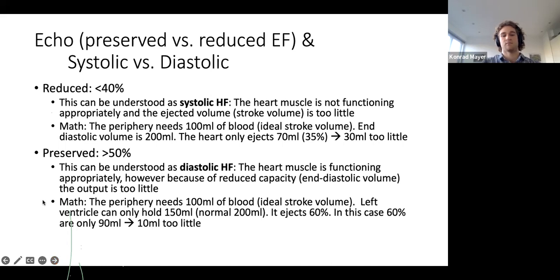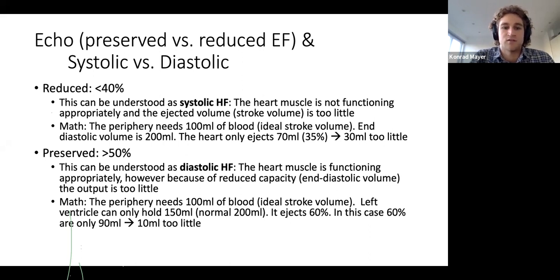The next classification of heart failure is best explained with math. It is categorized with the help of an echo. And in the science papers and all, they use preserved and reduced ejection fraction. And this can be the synonym of systolic heart failure and diastolic heart failure.